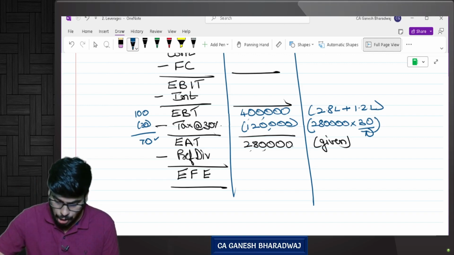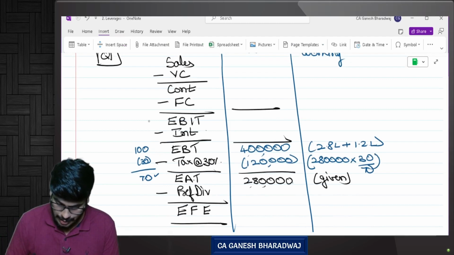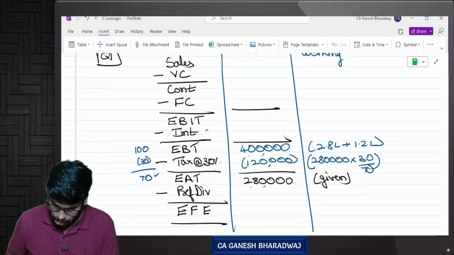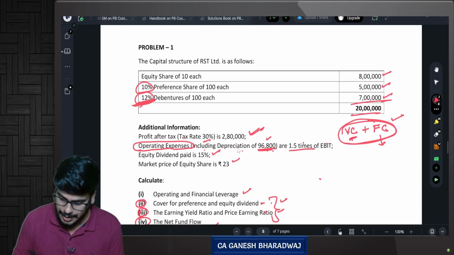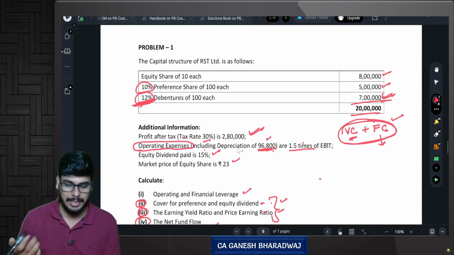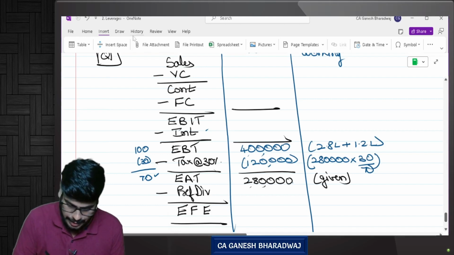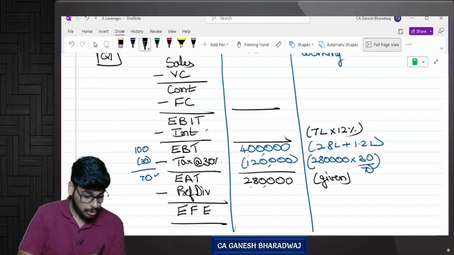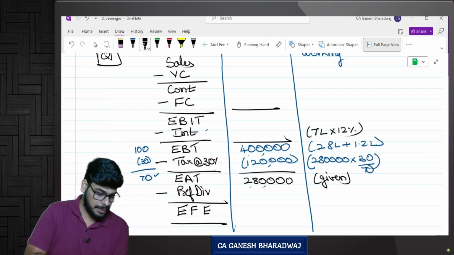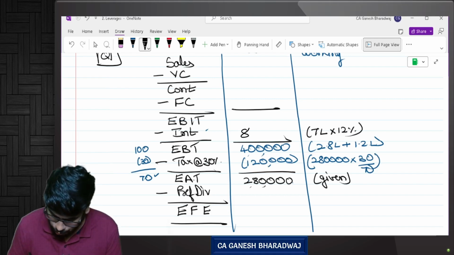Now next, do we have the interest figure with us? Yes, we can calculate interest. How do we know the interest figure? In this question they have given 12% debentures. The value of the debentures is 7 lakhs. So write down here against interest, 7 lakhs into 12%. That is 7 lakhs into 0.12, which gives you 84,000, right?